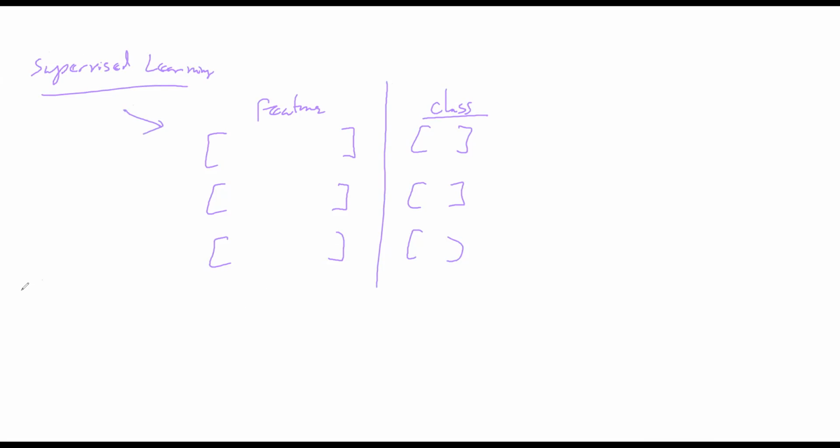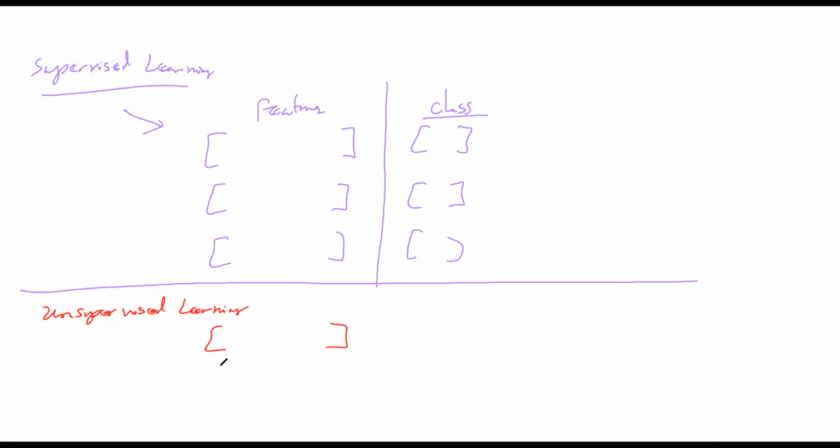The difference when you talk about unsupervised learning is that you still have the features. Let's say this is sample 1, sample 2, sample 3. But now there are no labels. You see that? That's the only difference between supervised learning and unsupervised learning.